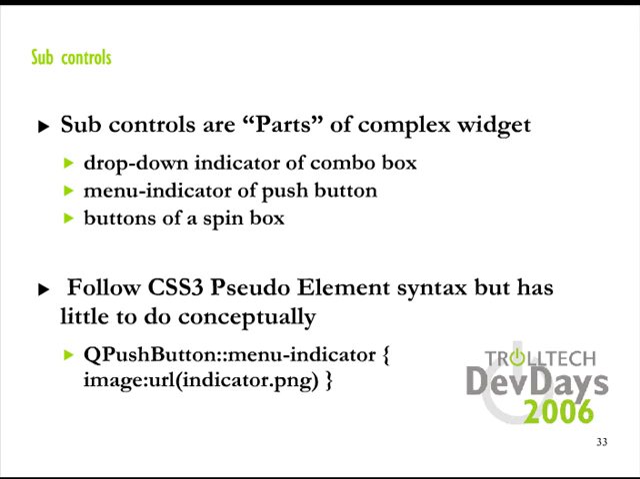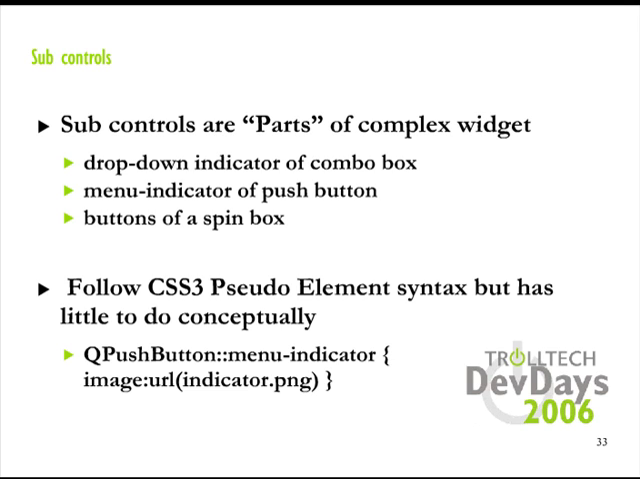Subcontrols are parts of a complex widget. For example, if you take a combo box, there's a drop-down button in a combo box. It is a subcontrol. There's a menu indicator in a push button, and there are also buttons of the spin box, which are again subcontrols.